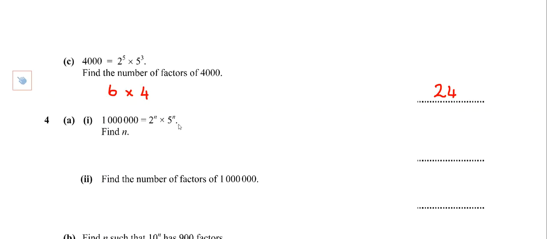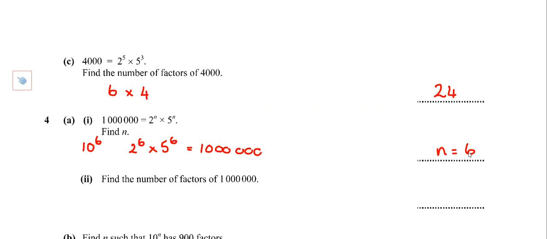Okay, I'd go with that. 2 times 5 is 10. 10 to the power of what? 6. 10 to the power of 6 makes that. So n is 6? No. No, sorry. Yes. I'm thinking of a different question. So that means we've got 2 to the power of 6 times 5 to the power of 6 makes the 1,000,000. So yeah, n is 6. Are you happy with that?